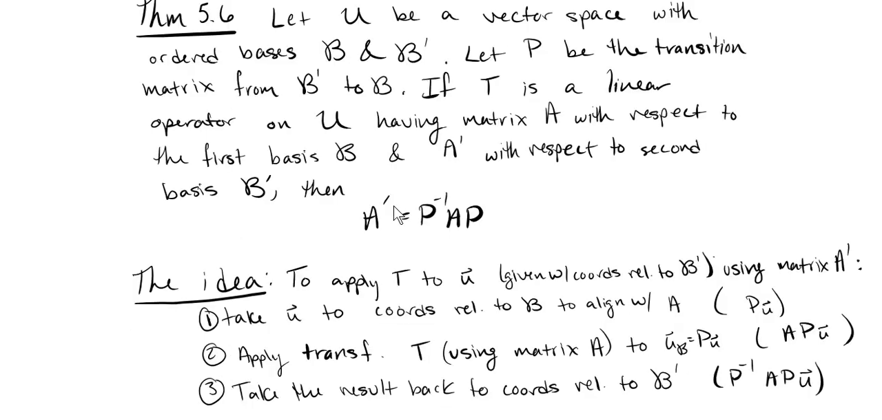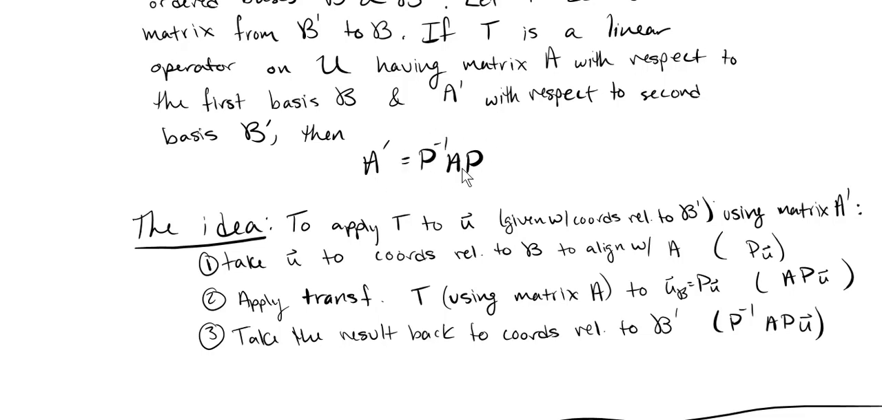The idea in very basic terms is I know how to apply my transformation to vectors expressed with their coordinates relative to basis B. That's my matrix A multiplication. I want to know how I would do that same transformation overall. What matrix would I have to multiply by to use something given in coordinates of B prime? We're going to see why it makes sense that this formula for A prime, the matrix representation relative to B prime, is what we get.